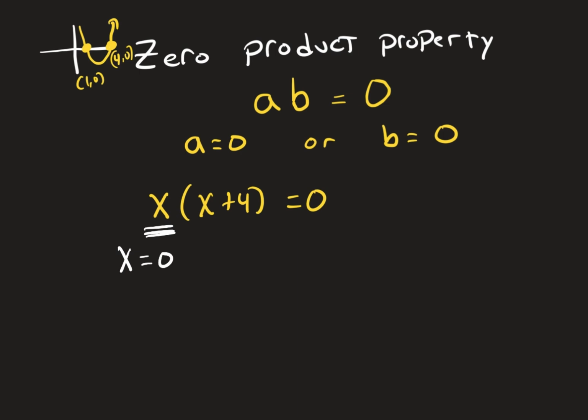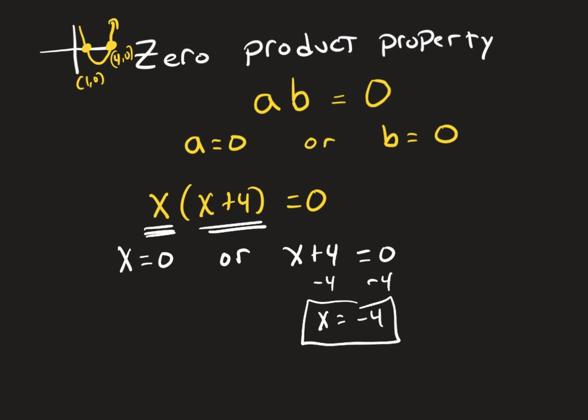It equals 0. Or part B has to be equal to 0. Part B is x plus 4. That has to equal 0. Well, this I have to solve. It's a one-step equation that you have to solve. I have to figure out what number plus 4 is equal to 0. Mathematically, that means I subtract 4 from both sides, and you get x is equal to negative 4. So those are my two solutions to this problem.